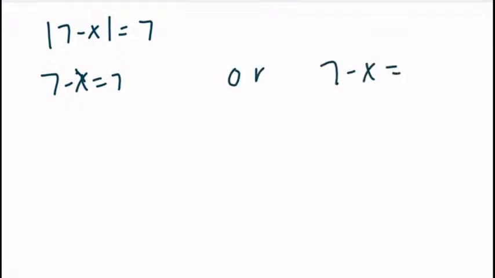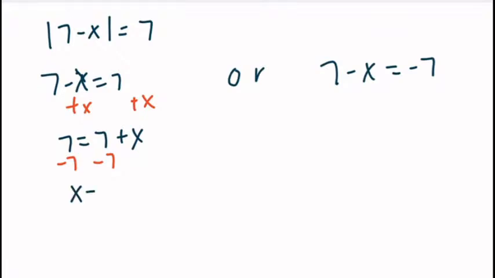7 minus x equals 7. So, like I said earlier, this can be solved as 7 minus x equals 7, like how it seems, or you can do 7 minus x equals negative 7. Let's start with the left equation. We're going to add x on both sides just to get rid of the negative. So that's going to be 7 equals 7 plus x. Now we're going to subtract 7 from both sides. That's going to be x equals 0.